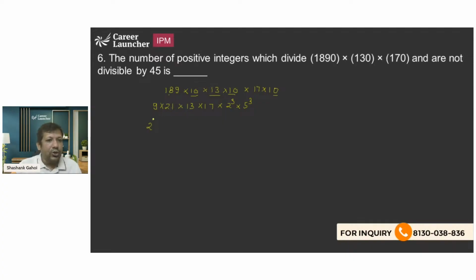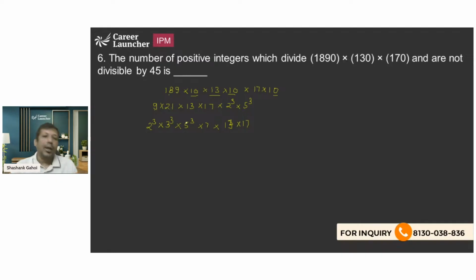This can be written as 3 cube into 7. So 9 is 3 square. 21 is 3 into 7. So I got 2 cube into 3 cube into 5 cube into 7 into 13 into 17. ठीक है. So basically, this is the prime factorization of this whole thing.